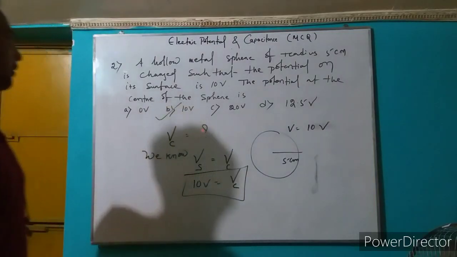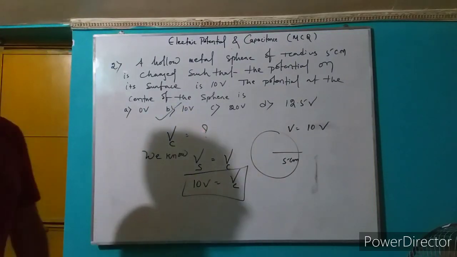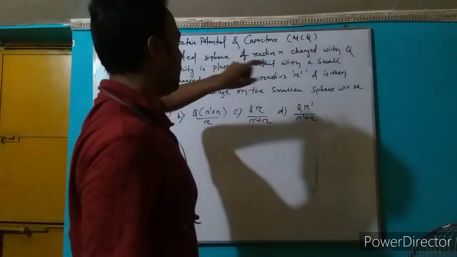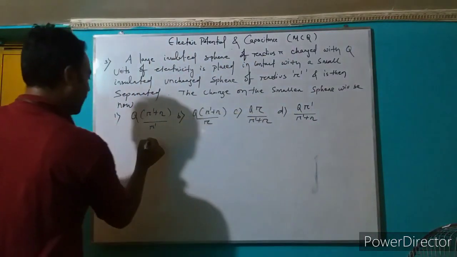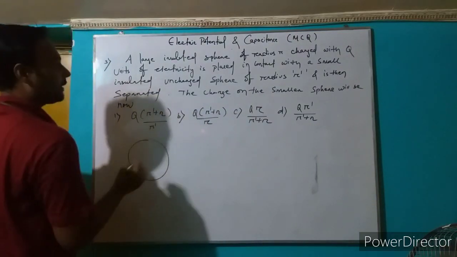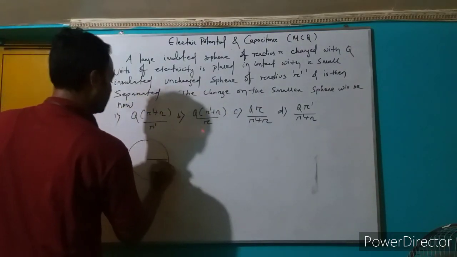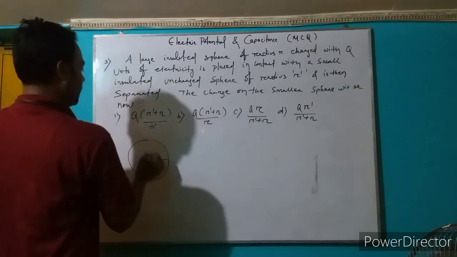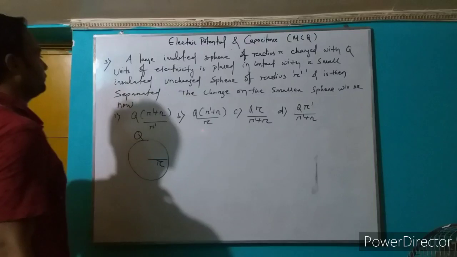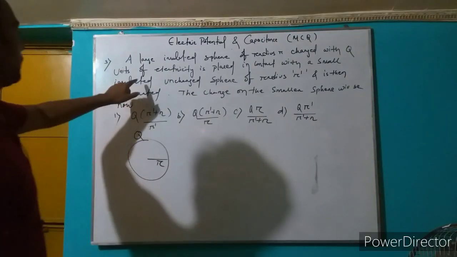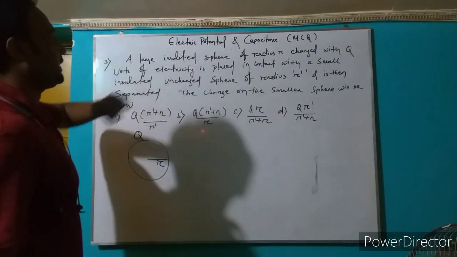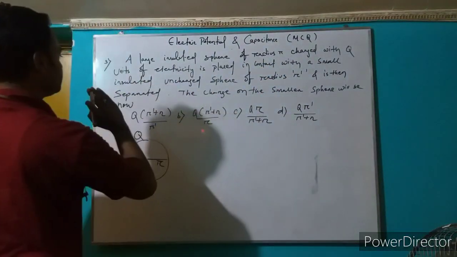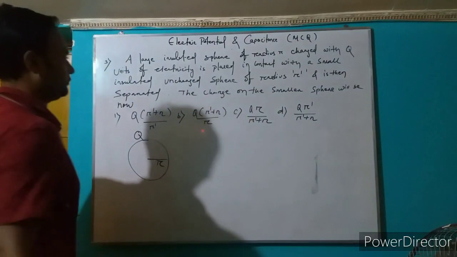Okay. Now my third question is: a large insulated sphere of radius r. This is the large insulated sphere whose radius is r, with q units of electricity, placed in contact with a small insulated uncharged sphere.